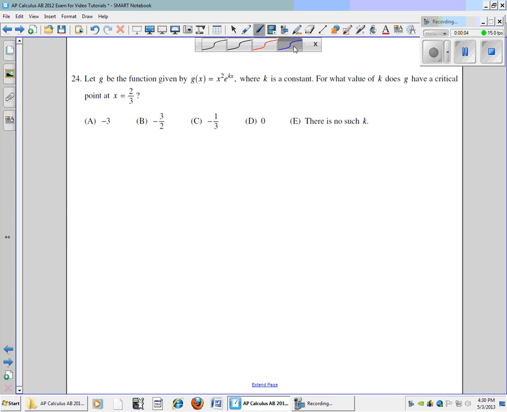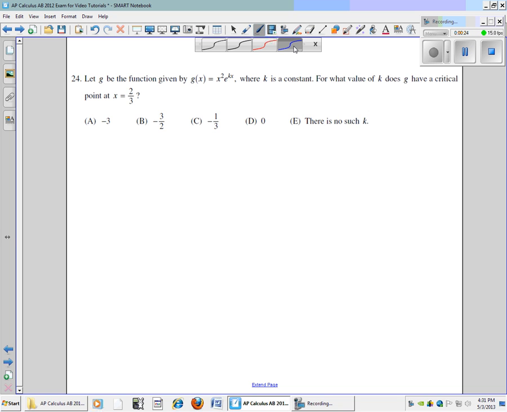This is problem number 24 of the 2012 AP Calculus exam. Let g be the function given by g of x is equal to x squared times e to the kx, where k is a constant. For what value of k does g have a critical point at x equals 2/3?